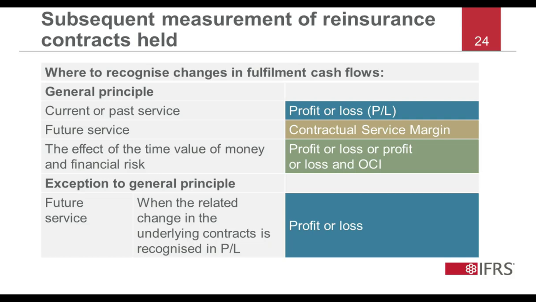As discussed before, there is an exception to the general principle. This is for changes in fulfillment cash flows for reinsurance contracts held that relate to changes in fulfillment cash flows that are allocated to the group of underlying insurance contracts that are recognised in profit or loss. In this situation, the change in fulfillment cash flows for reinsurance contracts held is recognised also in profit or loss, and not the contractual service margin. Of specific reference to reinsurance contracts held, changes in the fulfillment cash flows that result from changes in the risk of non-performance of the issuer of the reinsurance contract held, the reinsurer, are reported in profit or loss.